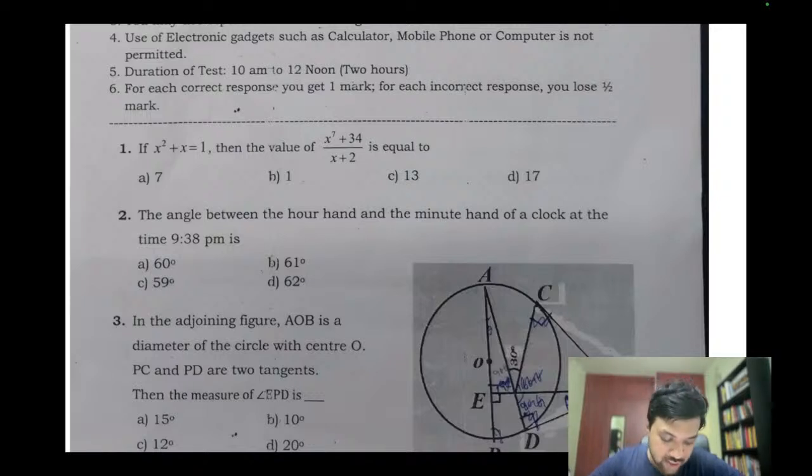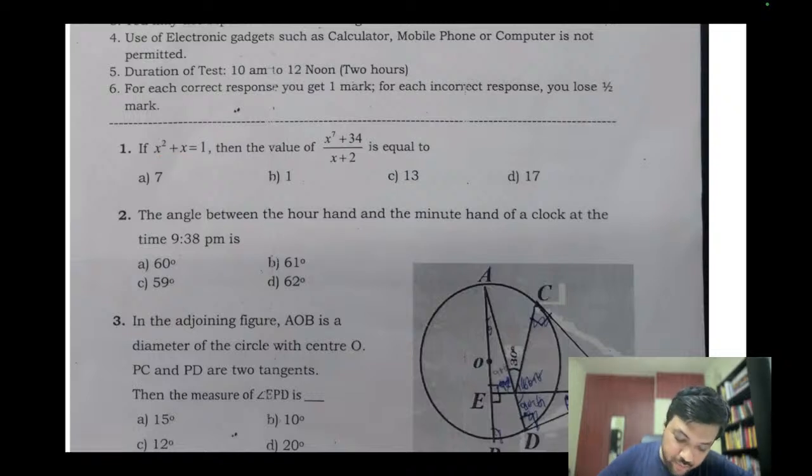So the first question is: if x square plus x is equal to 1, then the value of x power 7 plus 34 by x plus 2 is. Okay. How do you solve this problem? One way you would try is to solve for the quadratic, but using the quadratic formula will be quite complicated, most likely. So maybe you can try to reduce what x power 7 is in terms of x. One standard way is to compute what x power 7 is.